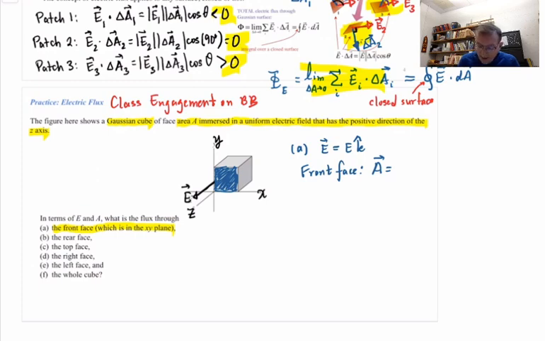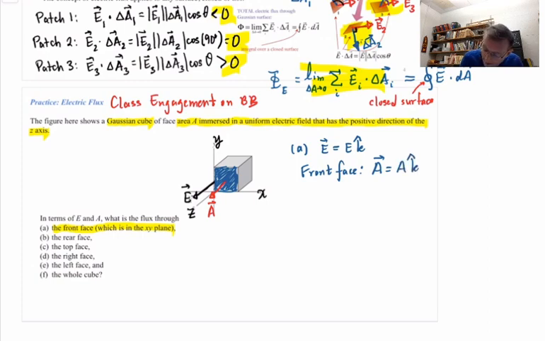You see how to think about that? Notice it's got to be perpendicular to that surface, pointing outward away from the surface. So the A vector has got to be in the z direction, right? Perpendicular to that flat face and outward. So this A arrow is A times k hat.